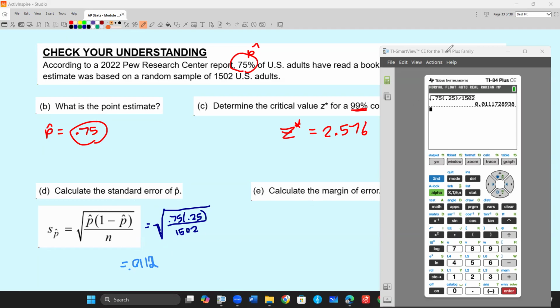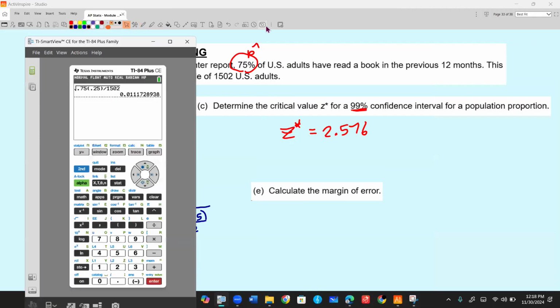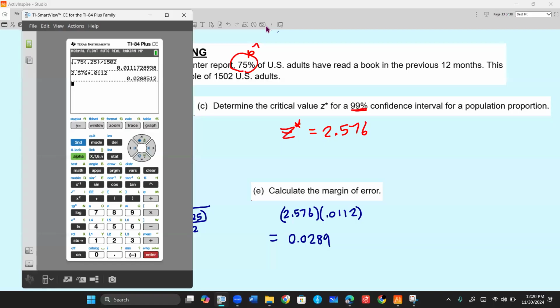So calculate the margin of error. It's a combination of your critical value and your standard error. That'll be 2.576 times that 0.0112 we calculated prior to, and you'll get about 0.0288 or 0.0289. So we can round it to maybe 2.9% if you want.